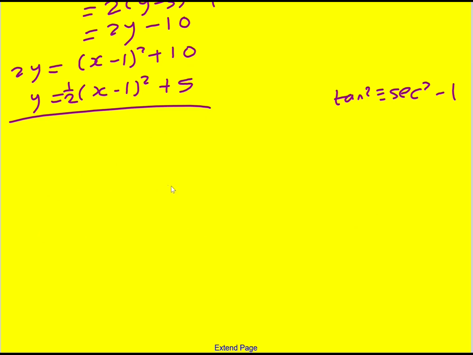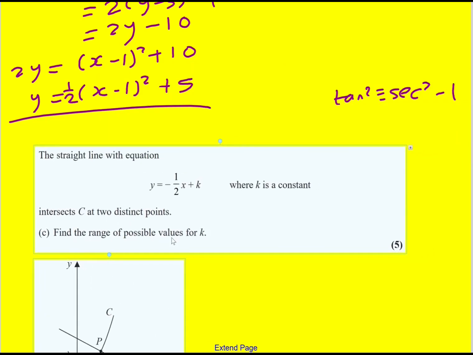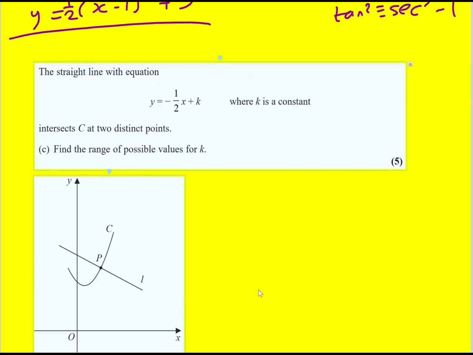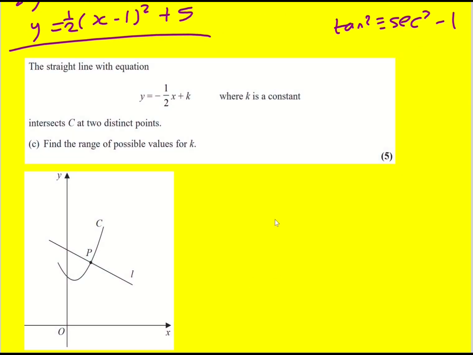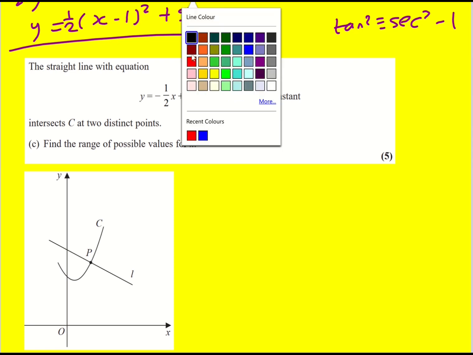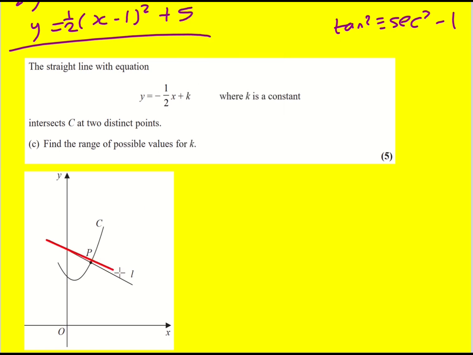Finally, part C. We're told that the straight line with this equation, y equals minus a half x plus k, where k is a constant, intersects C at 2 distinct points. Find the range of possible values for k. Now, kindly, we've been given the graph here. So actually, the gradient is the same as the gradient of that normal we found in part A. That's going to help us out a little bit.